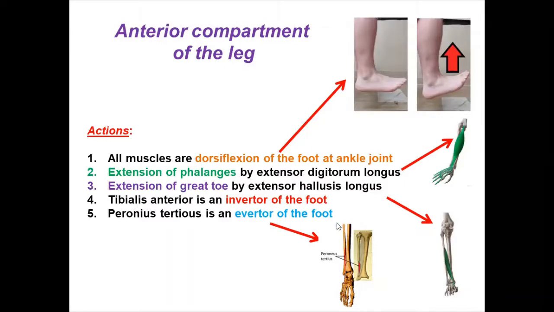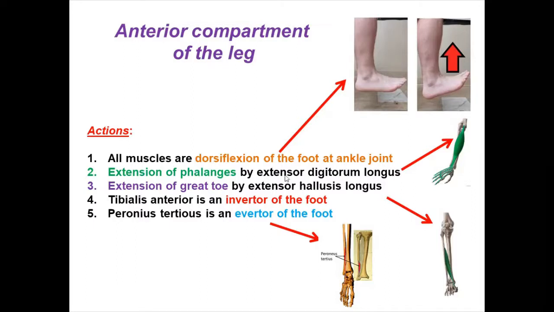Now, the actions of these muscles. All the muscles combined cause the dorsiflexion of the foot at the ankle joint. This is the normal position of the foot, and this is the dorsiflexion. During dorsiflexion, the dorsum of the foot goes towards the body. This angle decreases during the dorsiflexion position.